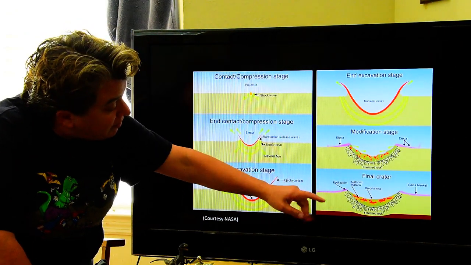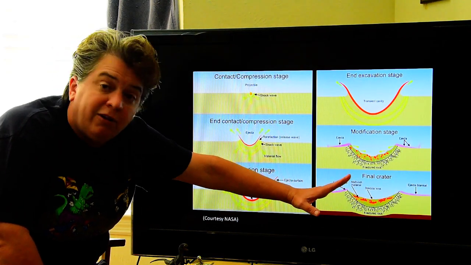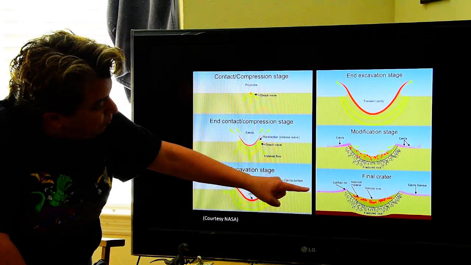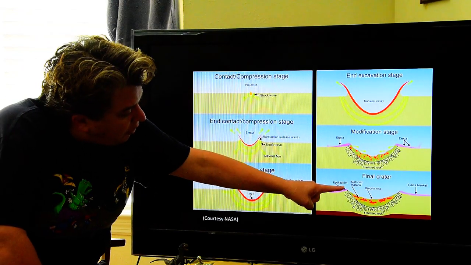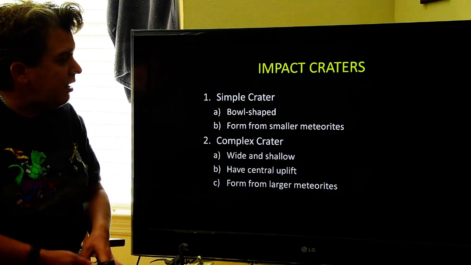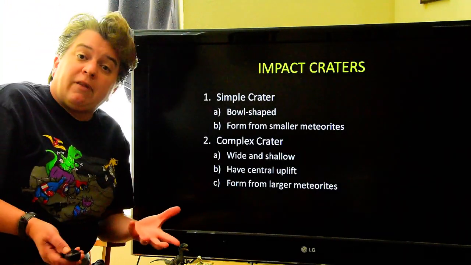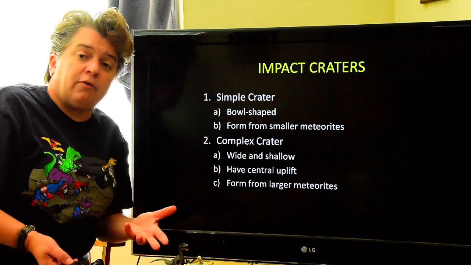And one thing to pay attention to, the edges of that crater actually bulge upward. So as you approach the crater, you'll actually go kind of uphill before dropping into the crater. Now that's a simple crater. Of course, that's from, like I said, the smaller meteorites.